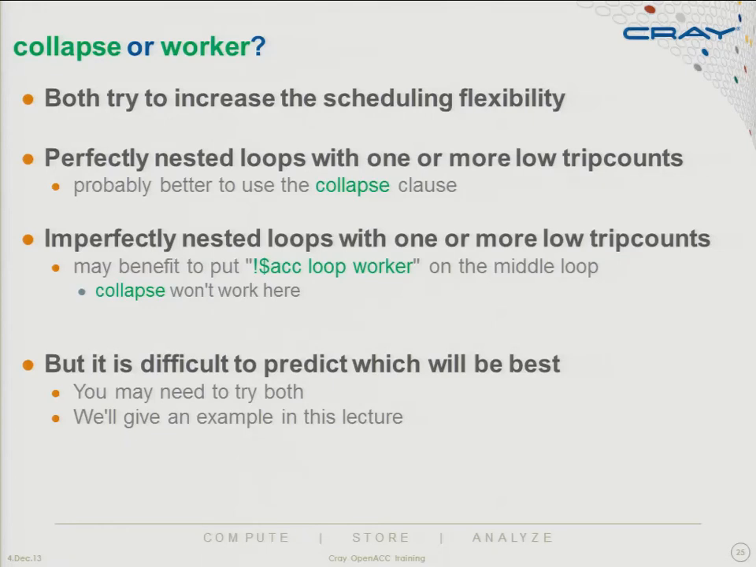Which should you use? Difficult to say. You probably want to do a comparison. I'll show some examples. If you've got perfectly nested loops, collapse is often better. If you've got imperfectly nested loops, worker can benefit, because collapse doesn't work there.